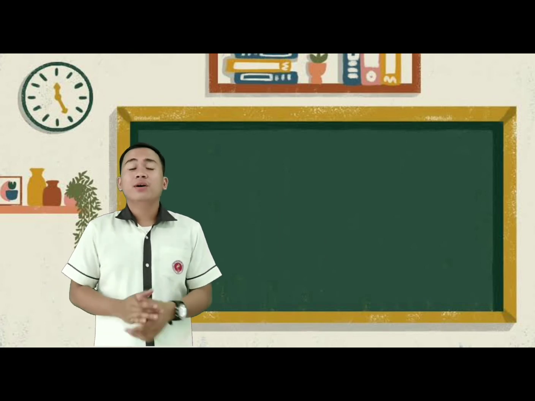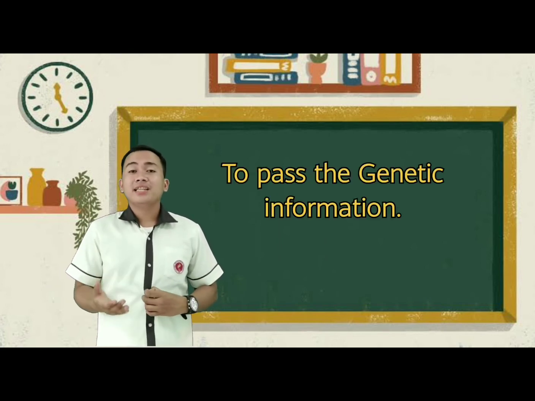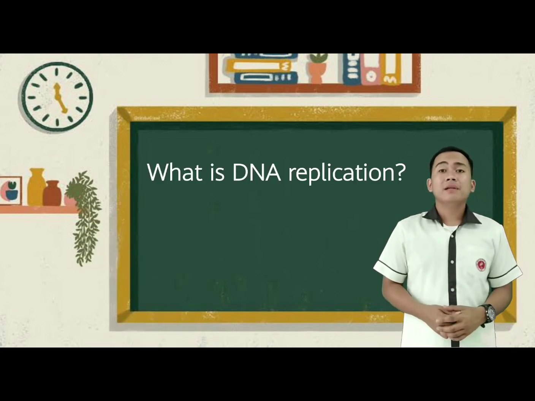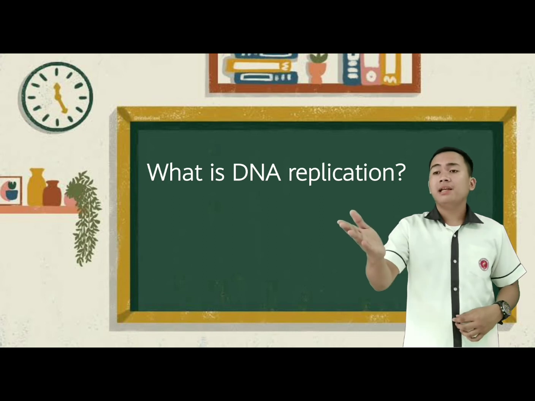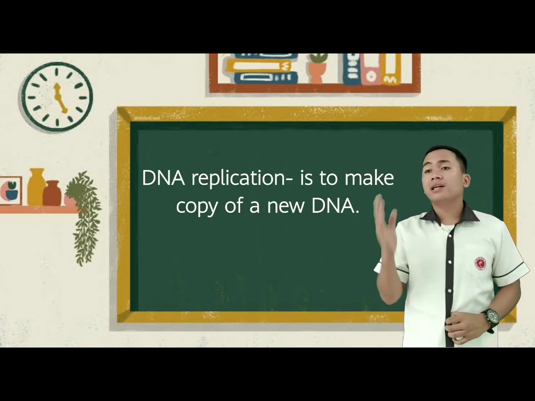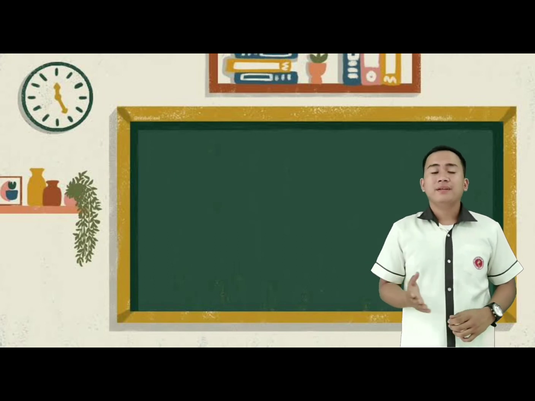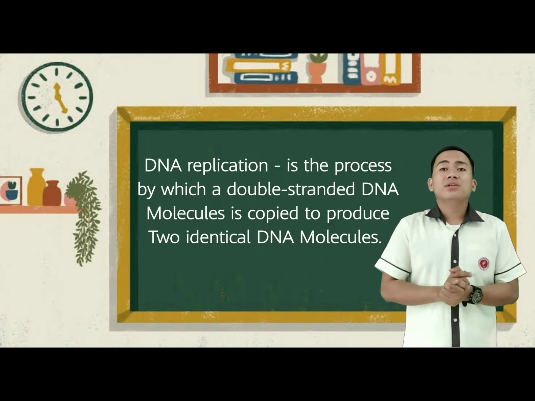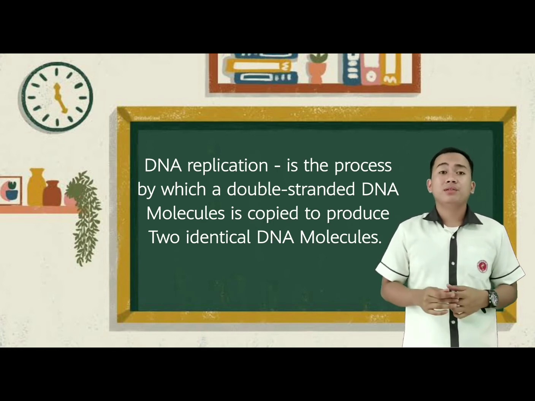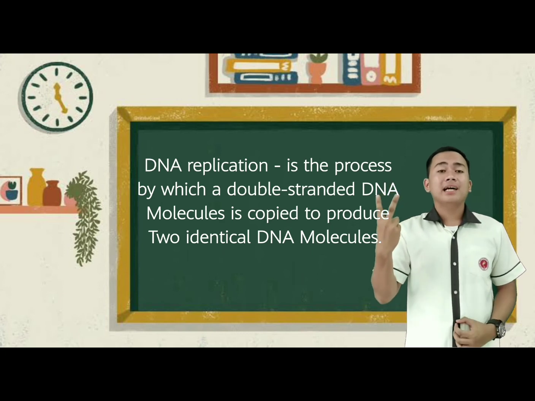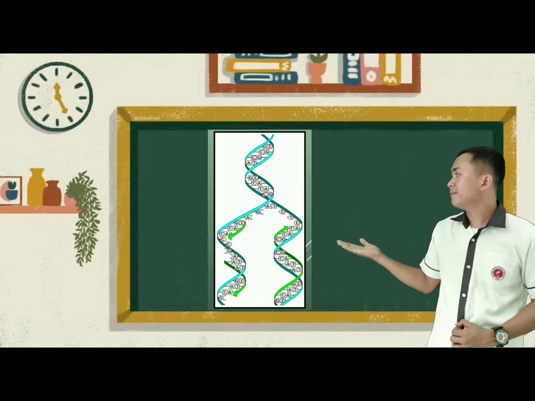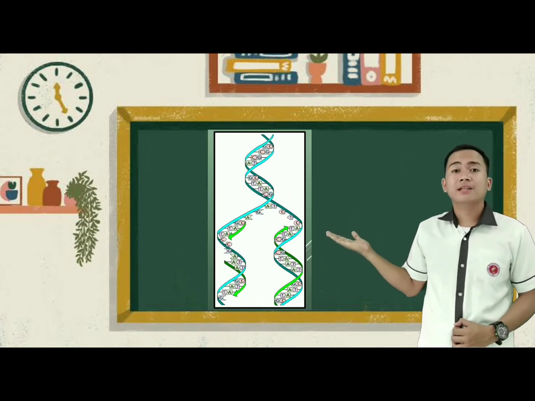Okay, very good also. To pass the genetic information. Okay, class. What is DNA replication? Maricel? Okay, very good. DNA replication is to make a copy of a new DNA. So, DNA replication is the process by which a double-stranded DNA molecule is copied to produce 2 identical DNA molecules. Here is the illustration. Can you see it?